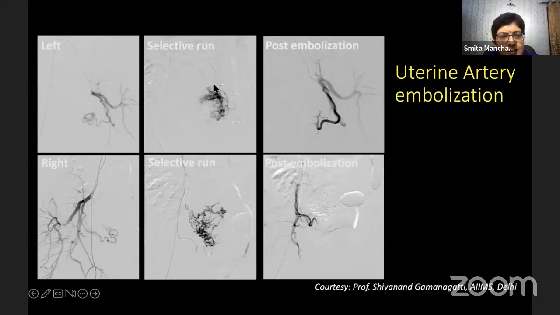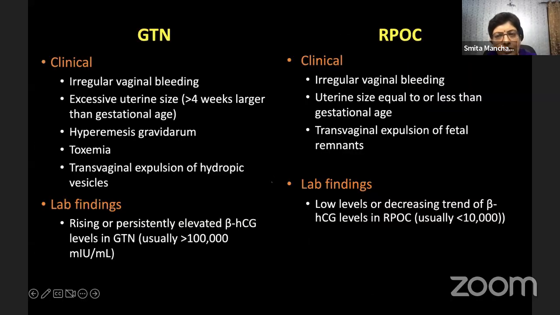So here we can see a selective run of the left uterine artery, and then post-embolization with the PVA particles. And on the right side also you can see the hypertrophied uterine arteries and the nidus, and this is the post-embolization run. So GTN versus RPOC, the basic presentation might be similar, that is irregular vaginal bleeding or excessive bleeding.